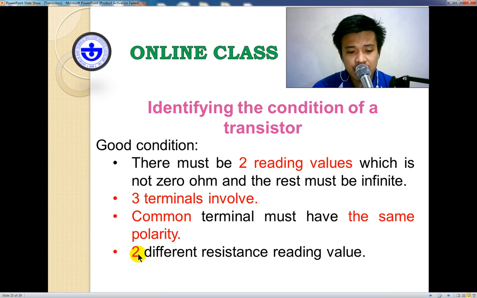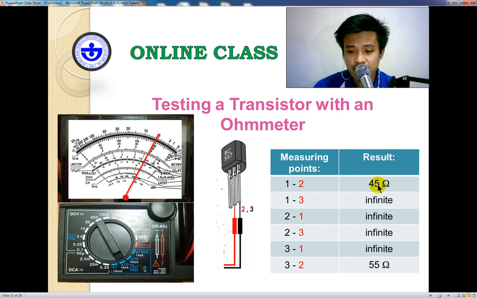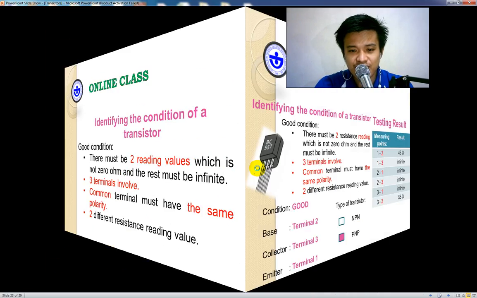And then lastly, two different resistance reading values. So let's try going back. These are our two readings. Are they different to one another? The answer is yes. So most probably, this transistor is in good condition. Okay? So that's the thing that you need to consider.